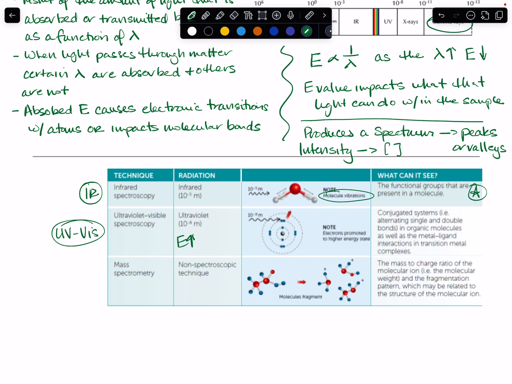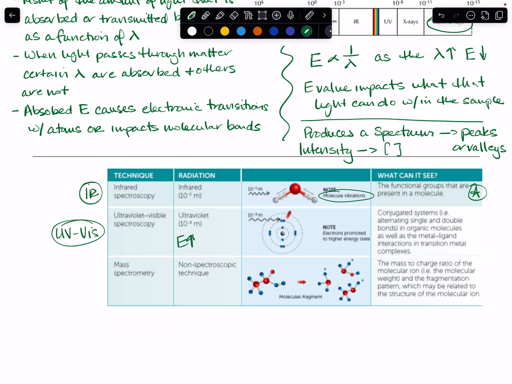What UV vis is good for is making electrons within the atoms in our molecule jump to a higher excited level and then drop back down. So the electrons get promoted to a higher energy state, and then we can monitor what energy is needed to make that happen. Now, for single atoms, it's pretty straightforward. We get our atomic spectra.